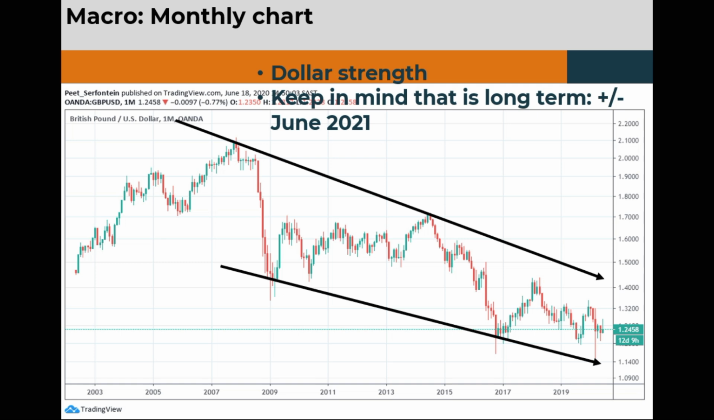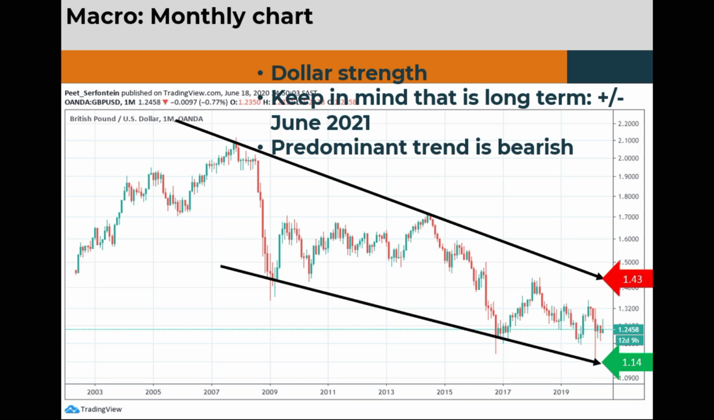So keep in mind that with my long term, my monthly charts, if I need to forecast forward, more or less my analysis will end about a year from here, so in June 2021. As I've highlighted in this specific chart, my predominant trend direction is bearish, nothing else than dollar strength. Now if I'm going to analyze what my downside potential is, I see my downside potential sitting at 1.14, that's the trend support. My upside target is sitting at 1.43, that's my resistance coming through the tops.